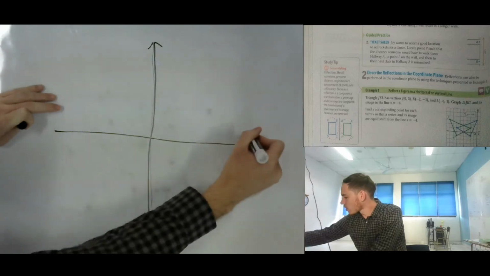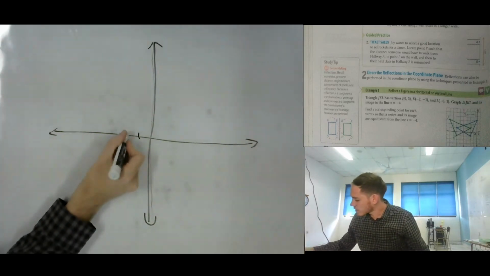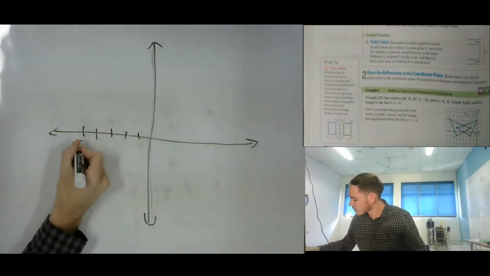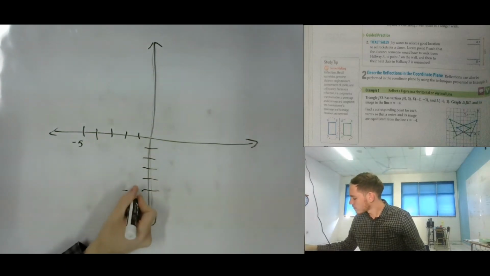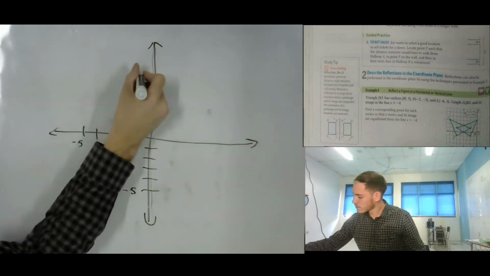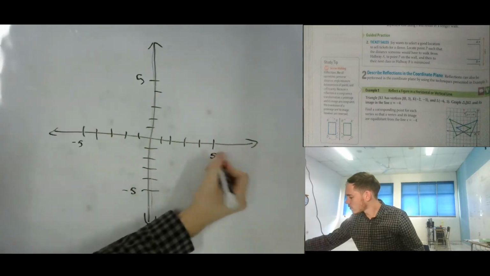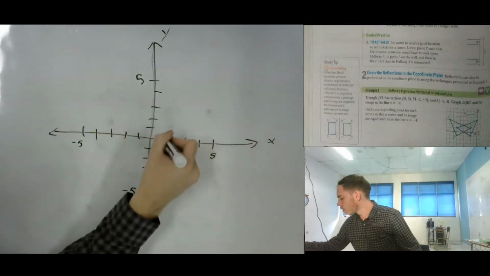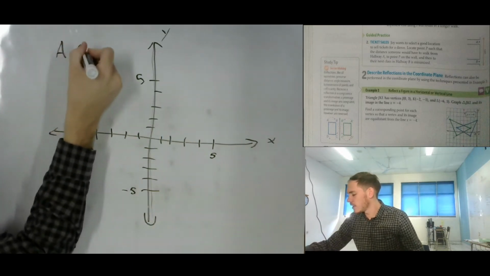Now remember how to draw a coordinate plane. Okay. So we're gonna just have some values. This will make it easy. We'll do it from -5 to +5, 1, 2. So this is our x, this is our y. Now let's take a point. Let's take A is 1, 2.